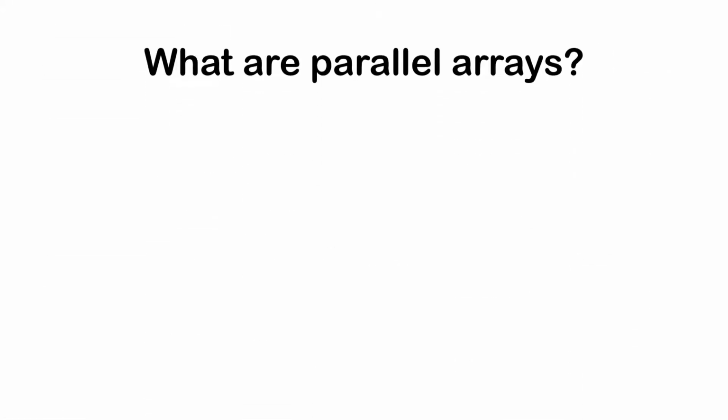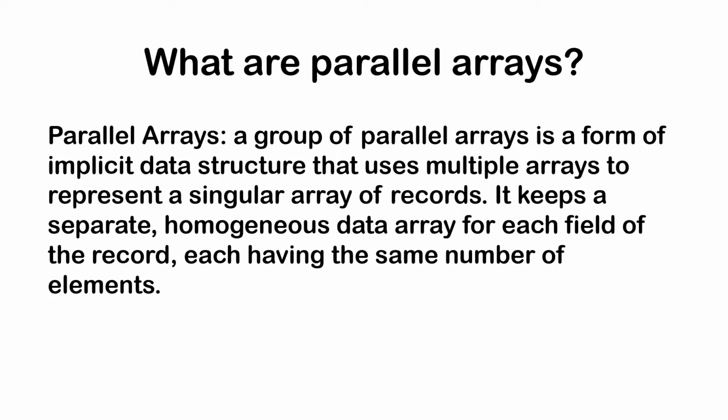So what are parallel arrays? A group of parallel arrays is a form of implicit data structure that uses multiple arrays to represent a singular array of records. It keeps a separate homogeneous data array for each field of the records, each having the same number of elements. So let's take a look at an example of parallel arrays.